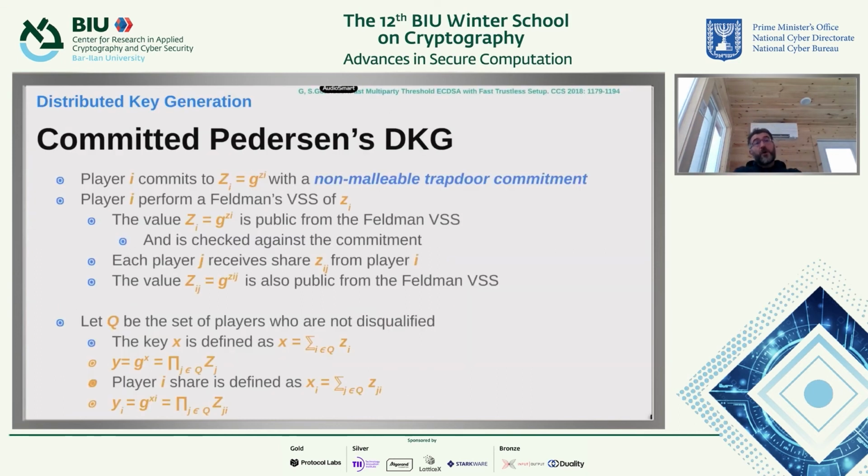So what we can do is, before revealing Zi, we're going to have everybody commit to these values. I'm going to call this a committed Pedersen DKG. We're all going to commit to these values with a non-malleable trapdoor commitment. And then we open the commitment and we do the Feldman VSS. So we add one round to this protocol by committing to the value that we're sharing in advance. Okay. So, and then we continue as before.